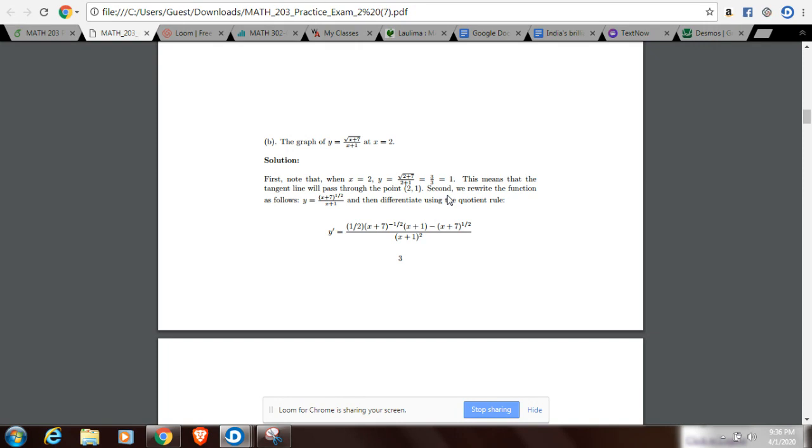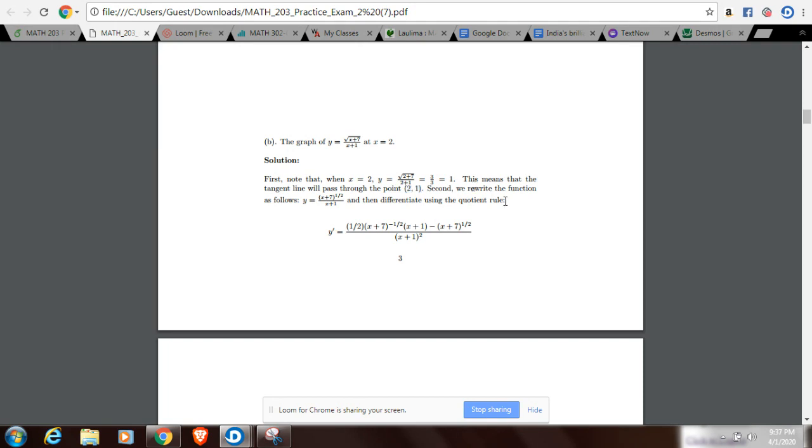So notice here the y coordinate is not given. We can find it though by plugging x equal to 2 into the function. We get square root of 2 plus 7, which is square root of 9, which is 3, over 2 plus 1, which is 3. 3 over 3 is 1. So this tangent line has to pass through the point (2, 1).